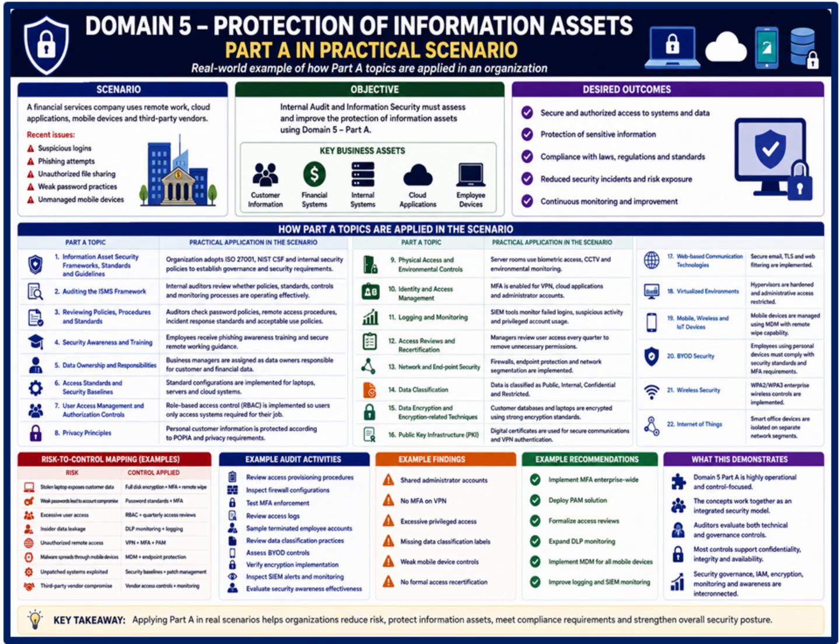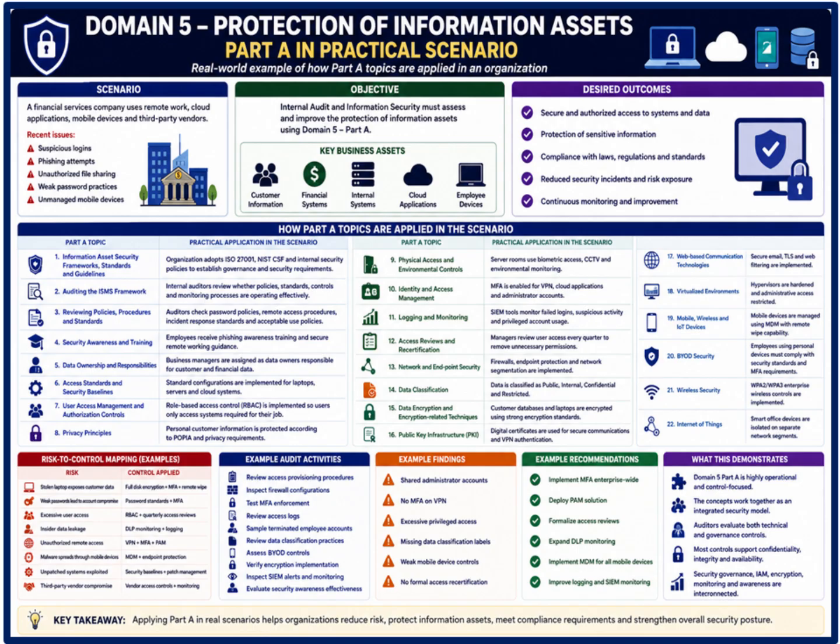Because the organization handles sensitive customer and financial information, these issues create significant security and compliance risks. The objective shown in the center of the slide is for internal audit and information security teams to assess and improve the protection of information assets across the organization. The key business assets identified include customer information, financial systems, internal systems, cloud applications, and employee devices. The desired outcomes are secure and authorized access to systems and data, protection of sensitive information, regulatory compliance, reduced risk exposure, and continuous monitoring and improvement.